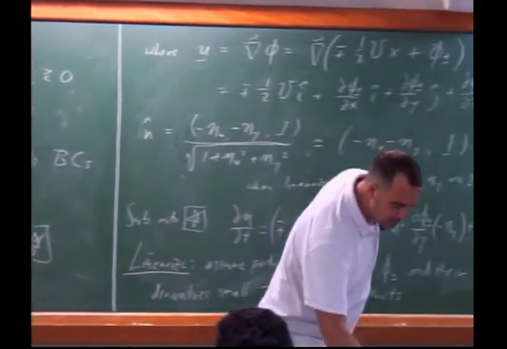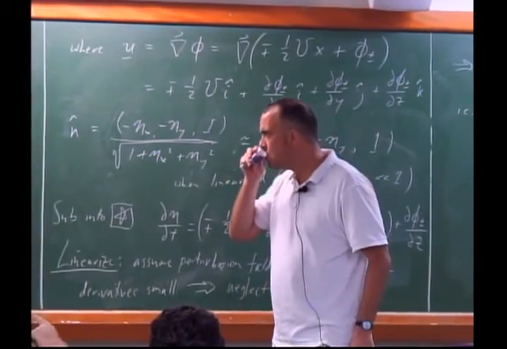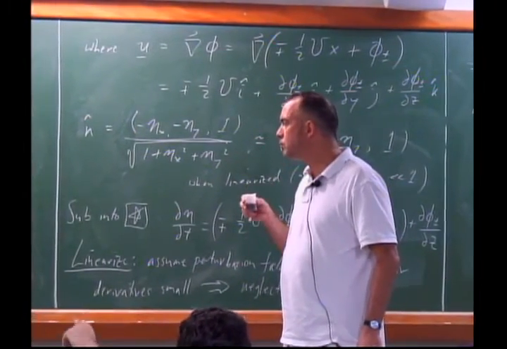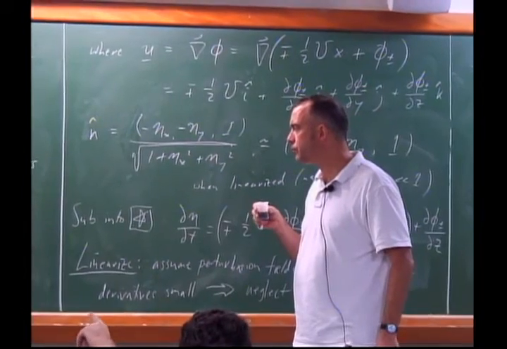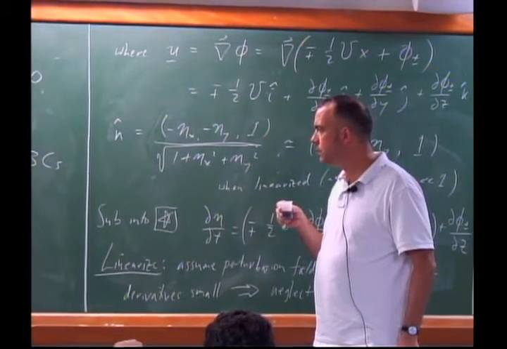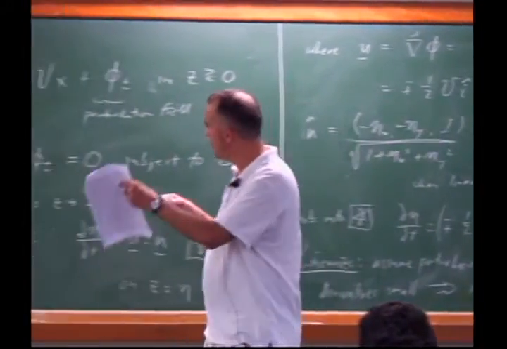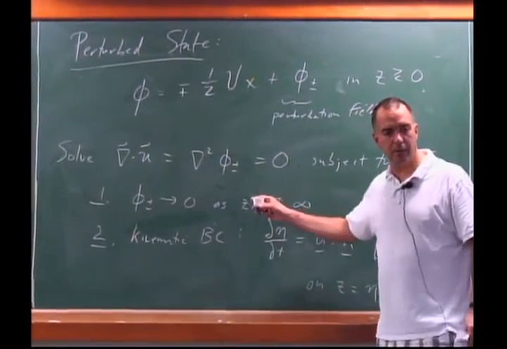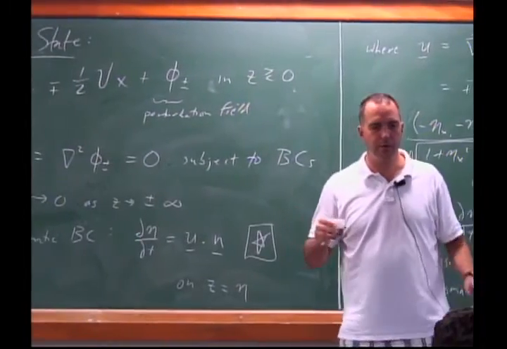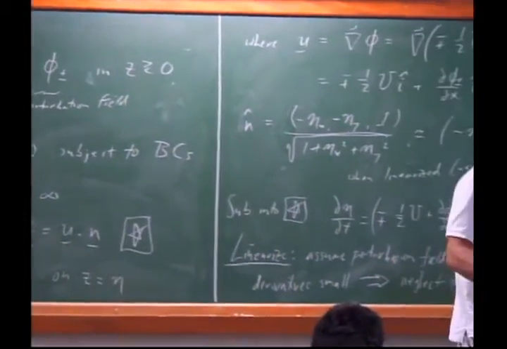Question? Solve grad of u equals grad squared of... Hmm? Shouldn't that be just phi instead of phi plus minus? I'm confused about that. No? Okay, I mean, you have phi defined above and below the interface, so yeah, you're solving for two different velocity potentials.